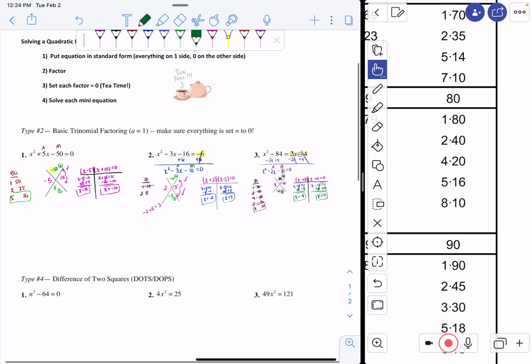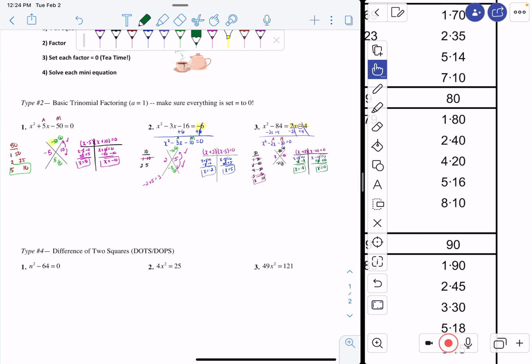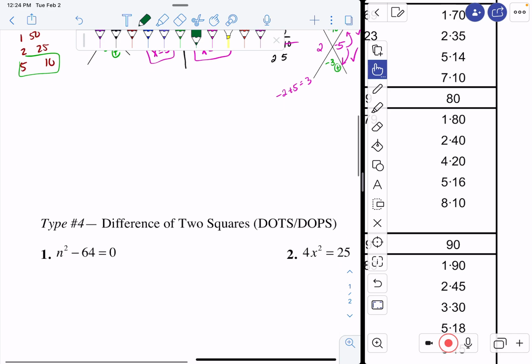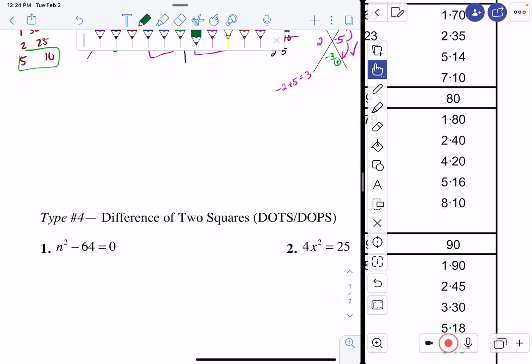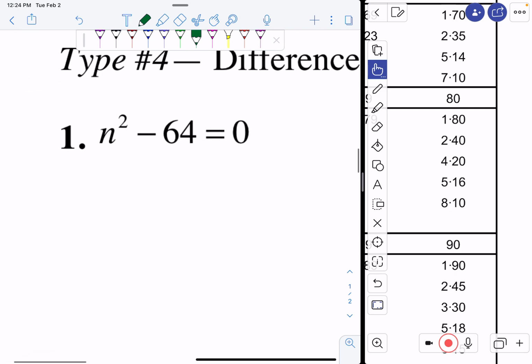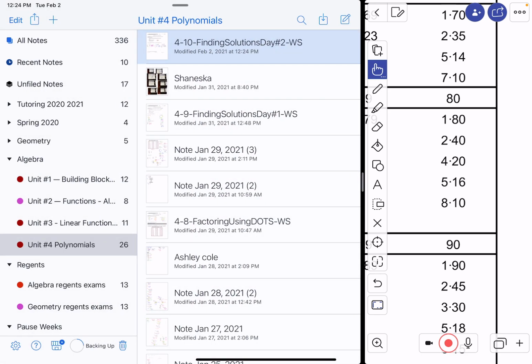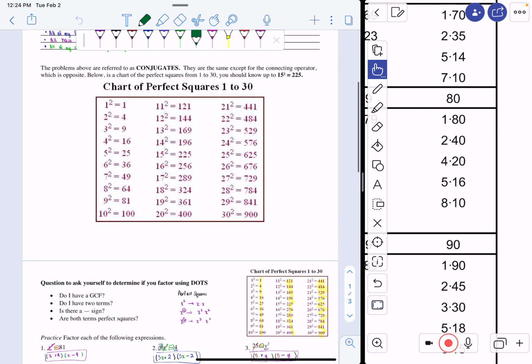All right, let's go on to difference of two squares factoring. So this is actually type 3, not type 4. My apologies, I don't know how to count. So the way difference of two squares factoring works is I ask myself, what makes n squared? Well, if you want, I can go back to my factoring using dots note, and I can copy and paste this.